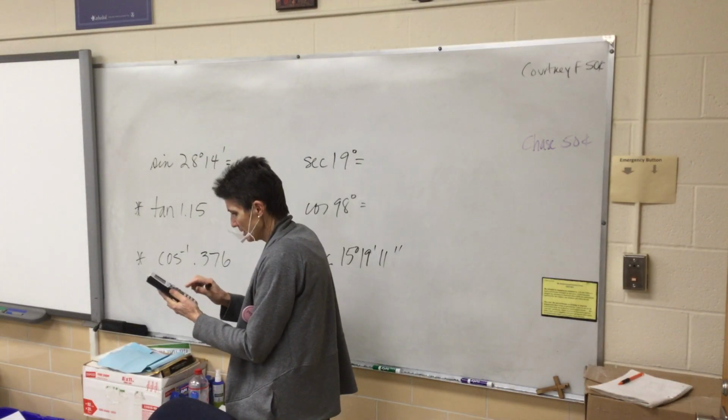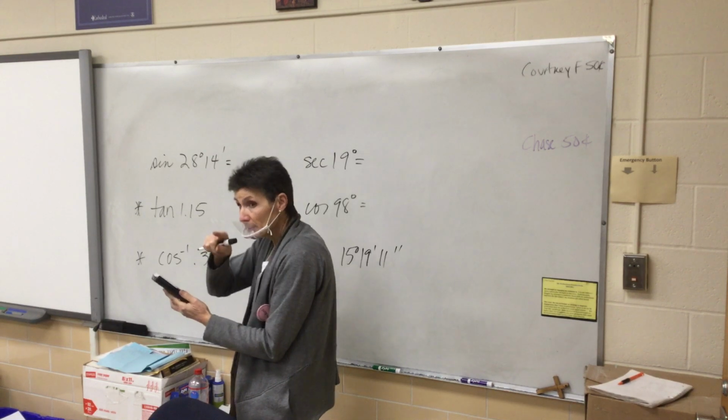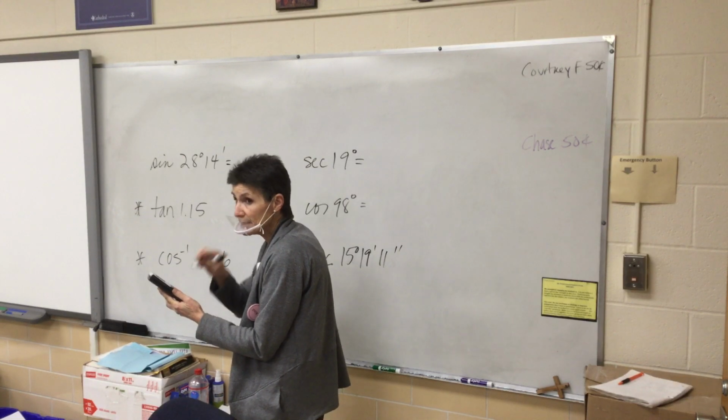All right, so sine 28. Gabe, this could be what happens to you. You leave the room all the time. How many papers do you have there? You need to have 2.